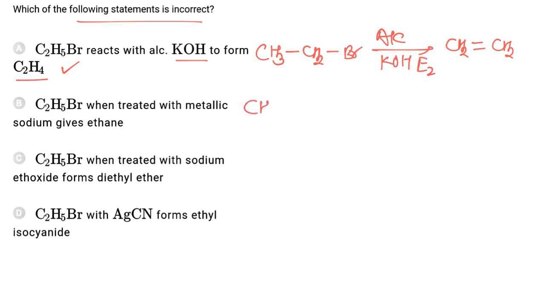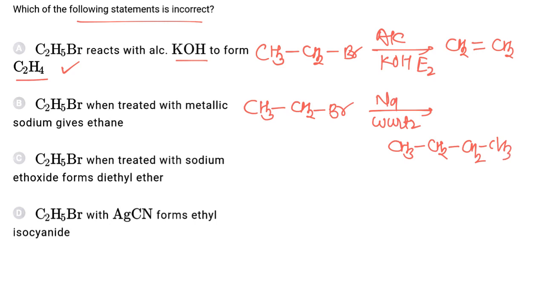Next, when CH3CH2Br is treated with sodium, it will give metallic sodium bromide. Now this is an example of Wurtz reaction, and due to the Wurtz reaction it will be converted to butane. So the statement given in option B is not correct.